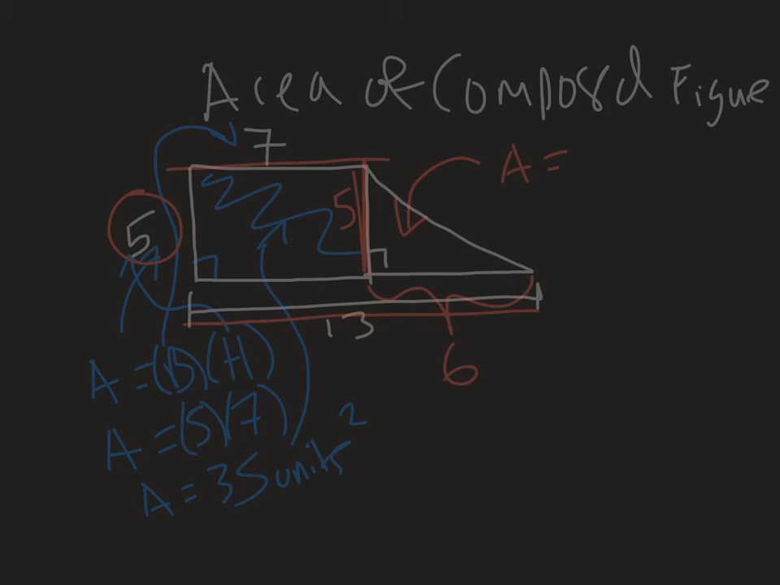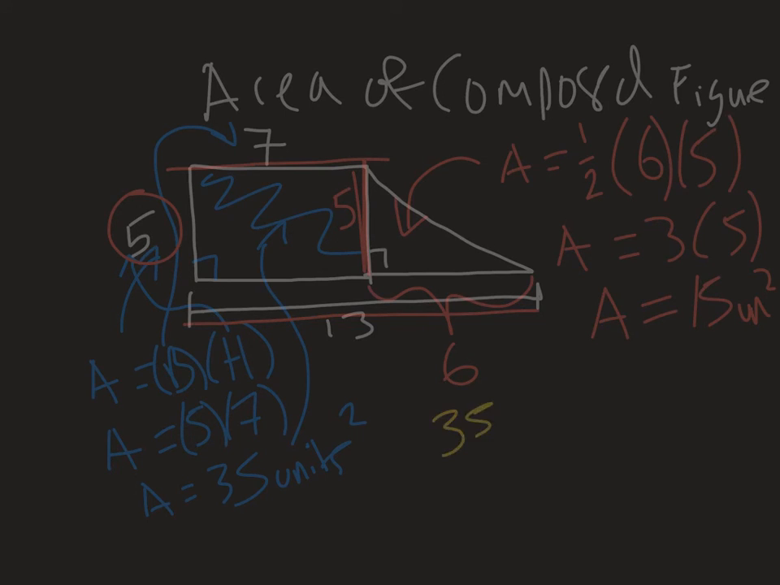So the area of this triangle has to equal 1/2 times the base, which in this case is 6, times 5. Now if we do a little simplification here, I believe we should get 3 times 5, which means that the area of this triangle would be 15 square units. Okay, now collectively, we want to add them together. So we're going to take the 35 plus the 15, and the total area is going to equal 50 units squared.